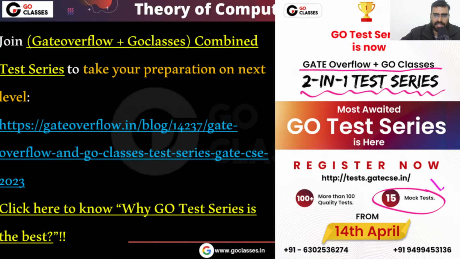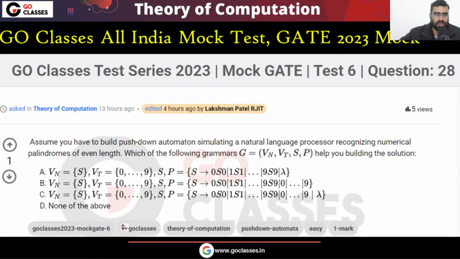Now let's start the session. So we are going to solve theory of computation questions. Let's start with this question. This is our question number 1. Let's solve it. In the Go classes All India mock test 1, this is our question from the theory of computation. And the question is saying that you have to build a push down automata. This push down automata you have to build simulating a natural language processor recognizing natural numerical palindromes of even length.